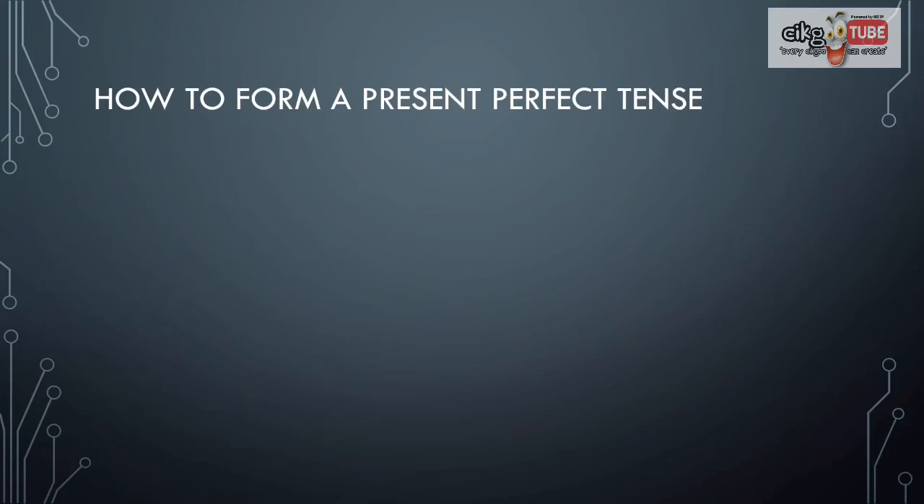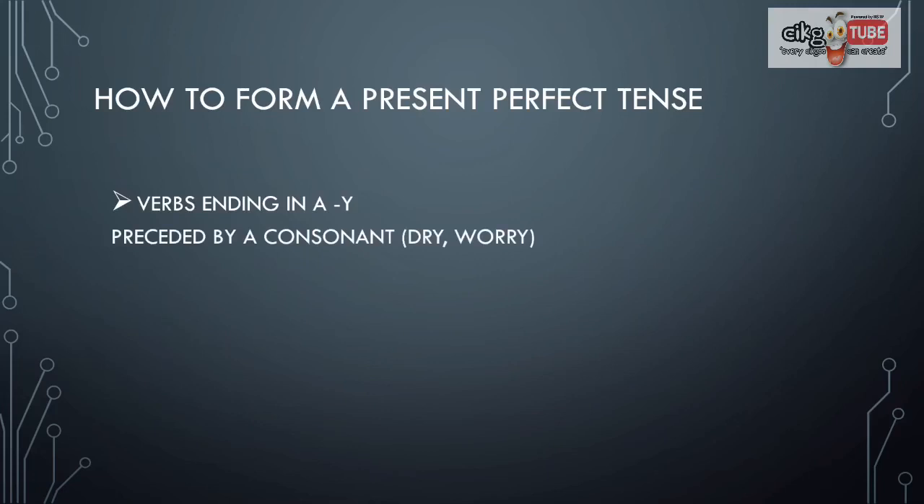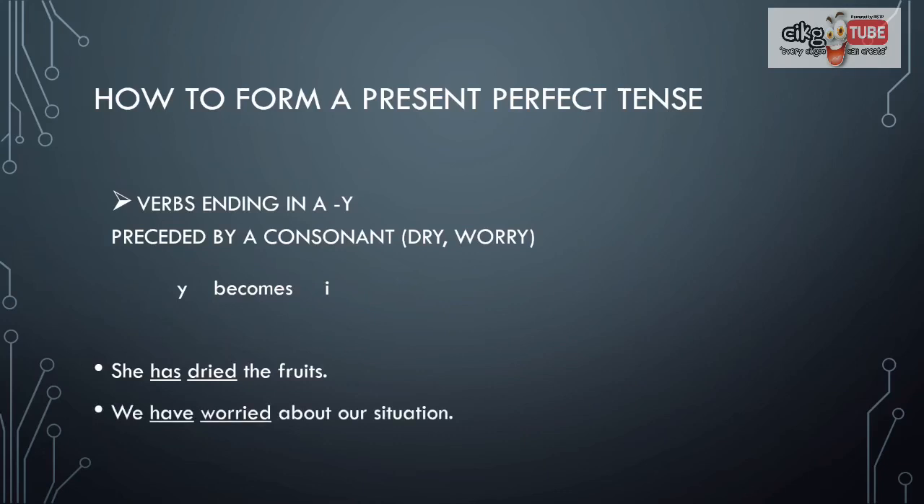We also need to pay attention to verbs that end in a Y, especially those preceded by a consonant such as dry and worry, because Y becomes I. Take a look at these examples. She has dried the fruits. We have worried about our situation.